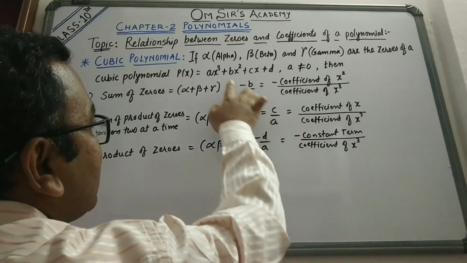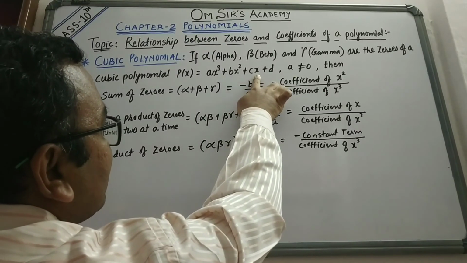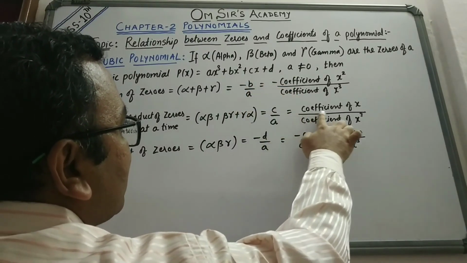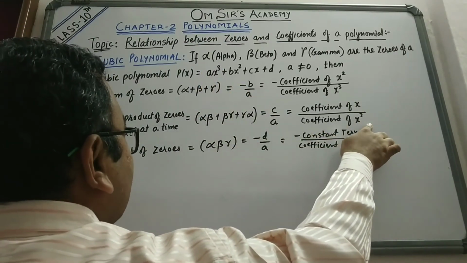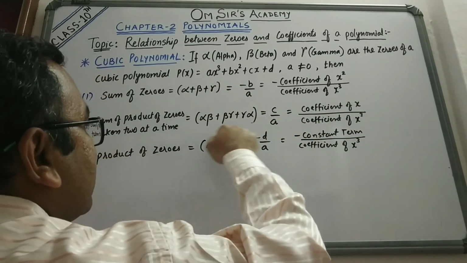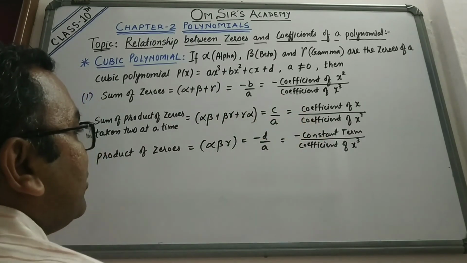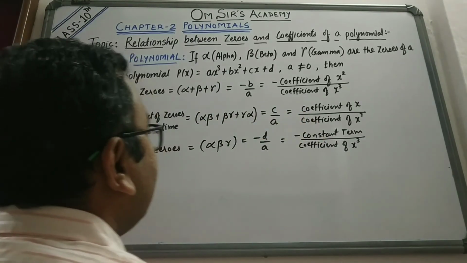So here in the standard form, what is c? C is the coefficient of x, so we write coefficient of x upon a. A is again the coefficient of x cube. Is it clear? So if this sum is equal to c upon a, then your relationship is verified.